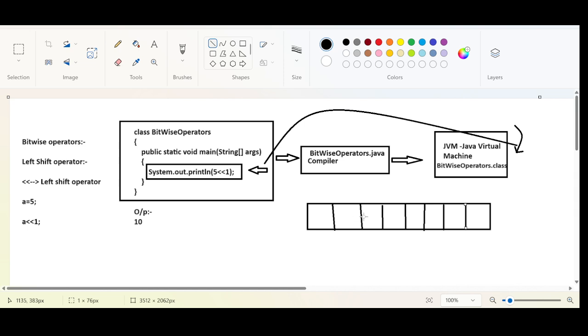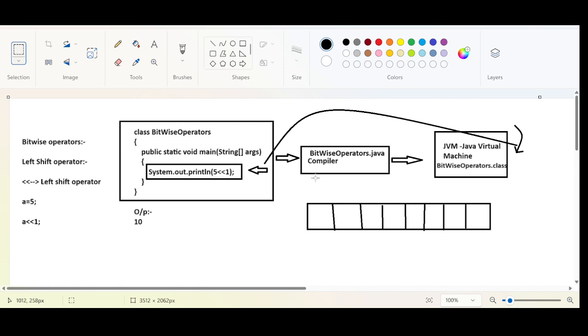Eight spaces. 1, 2, 3, 4, 5, 6, 7, 8. 8 bits. Now see, interesting things will happen now. Okay, it has been split into 8 bits. So what is the equivalent value of 5?